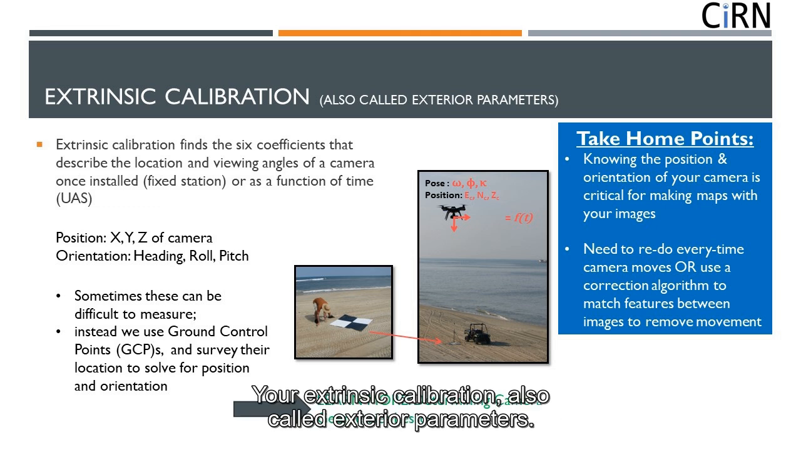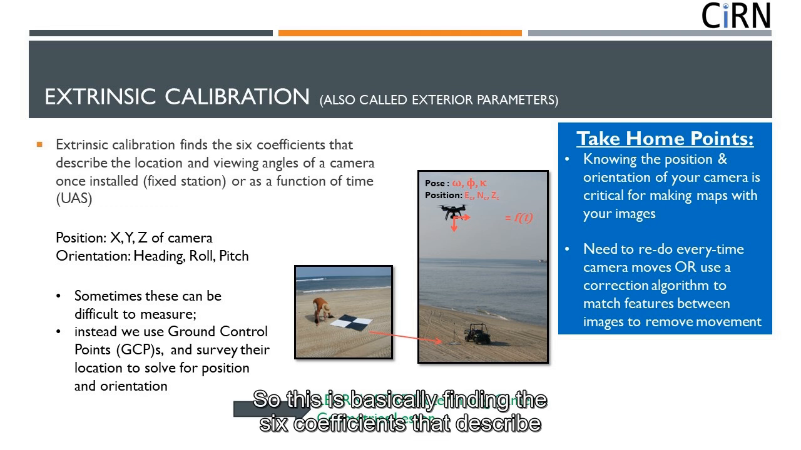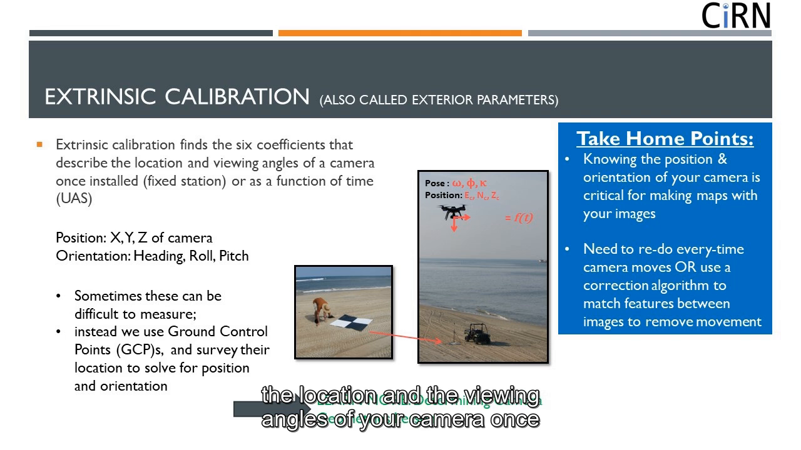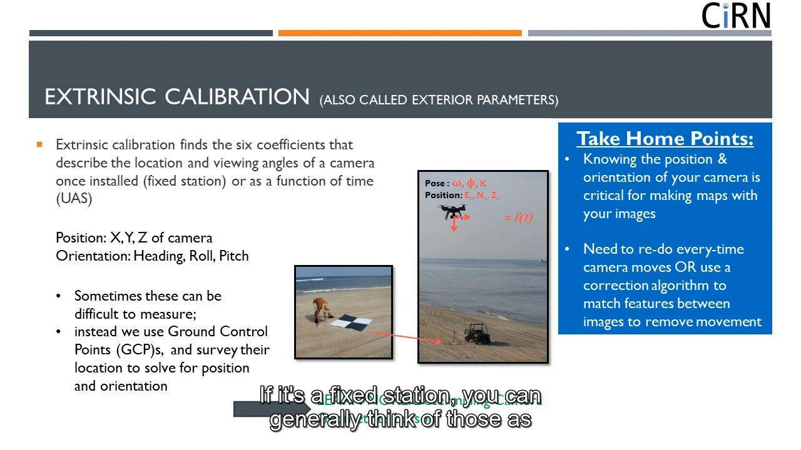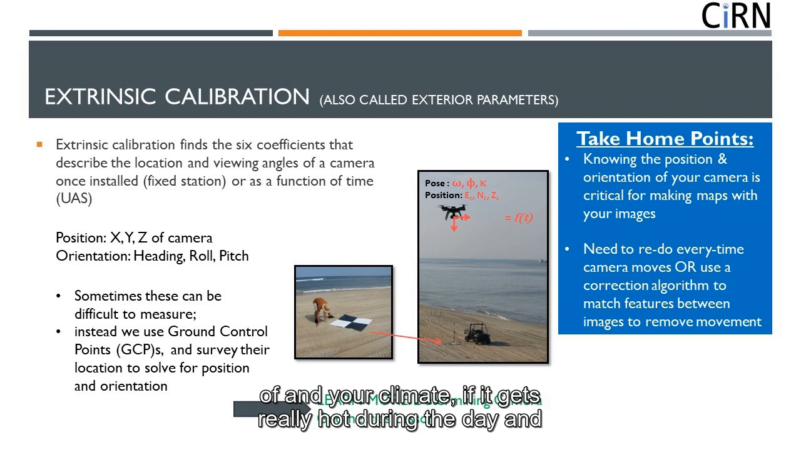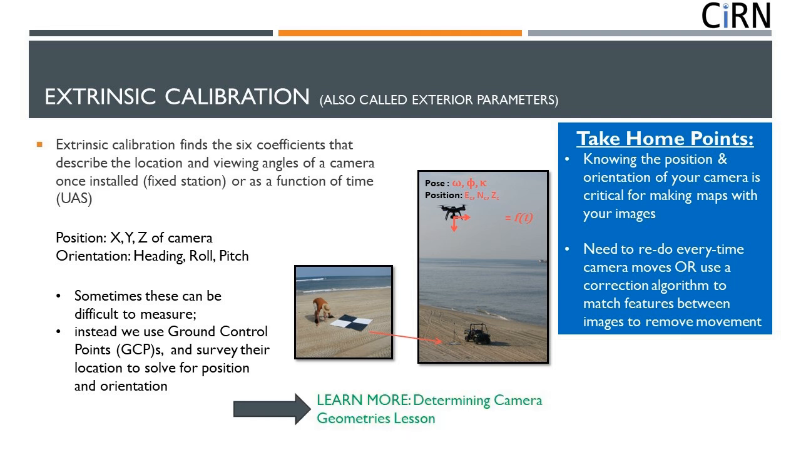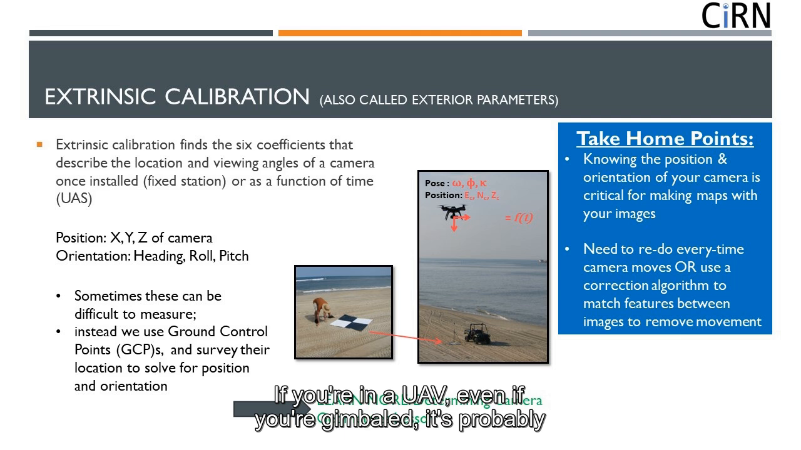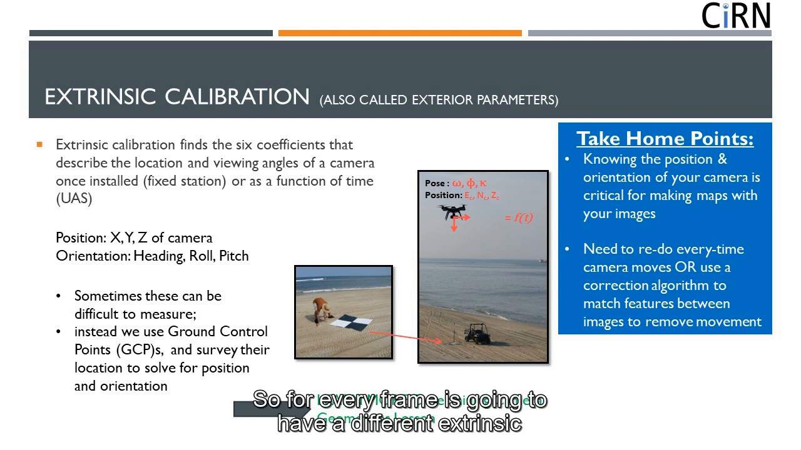All right, your extrinsic calibration, also called exterior parameters. So this is basically finding the 6 coefficients that describe the location and the viewing angles of your camera once installed. If it's a fixed station, you can generally think of those as permanent, although depending upon what your mount is made up of and your climate, if it gets really hot during the day and really cold at night and things swell a little bit, they might actually change throughout the day. If you're in a UAV, even if you're gimbaled, it's probably not a constant function of time. So every frame is going to have a different extrinsic calibration associated with it.